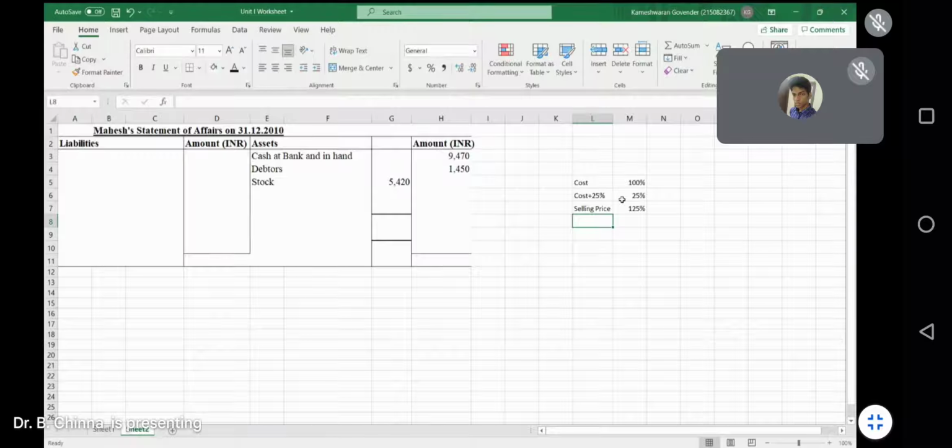Just come up with the formula quickly. Even the algebra formula works. What was it? Someone has said it now, right? Sir, x plus 25x by 100 is equal to 5,420. So when we solve for x, what is the value you are getting when you solve it? Just a minute, sir.